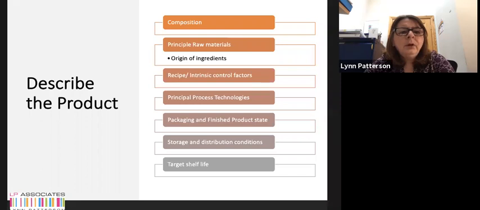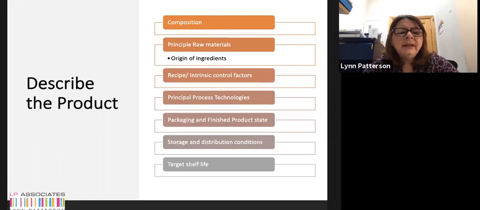So let's describe our product. What's our composition? In other words, what's my product made of? What are the raw materials? What are the ingredients? What are the origins of my ingredients? Because that may have an impact on a hazard. Even just who the supplier is, they could be handling, for example, allergens on site compared to another one not handling allergens, and there could then be a potential risk of cross-contamination. There could be microbial hazards of concern with some raw materials when they're being brought in from certain countries, and certainly from a fraud point of view, country of origin is extremely important.